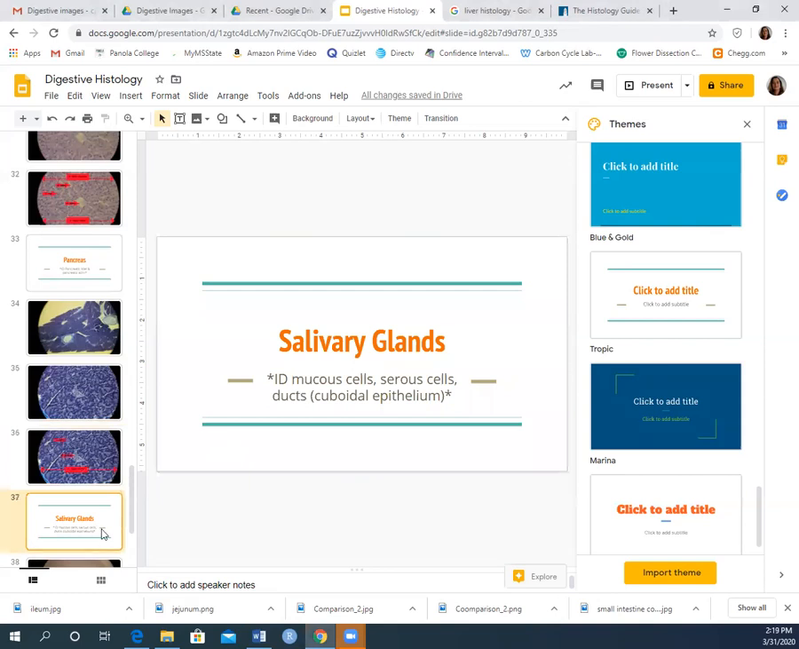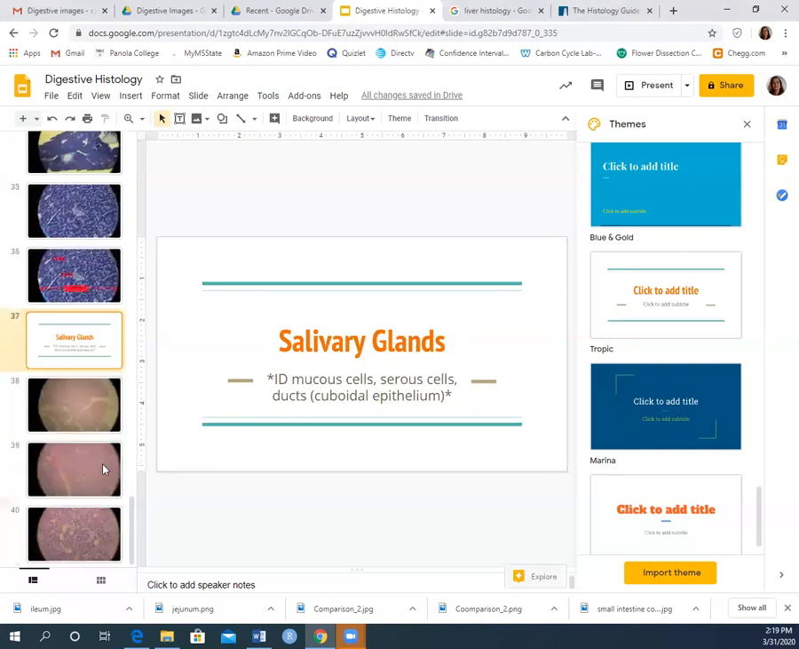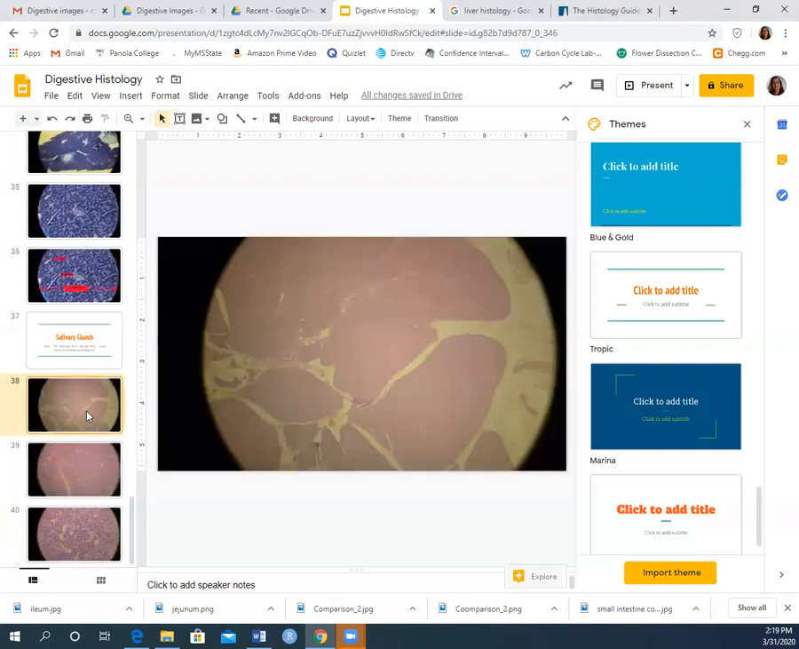Now let's go to the salivary glands. In the salivary glands there are three things you need to be able to identify, and these three things are what are going to clue you in that these are salivary glands. You're going to have mucus cells, serous cells, and ducts. If you remember from A&P 1, ducts are normally going to be cuboidal epithelium.